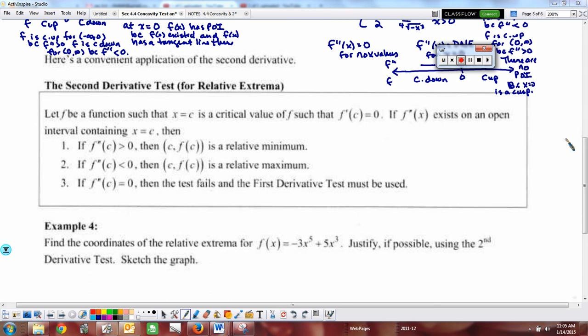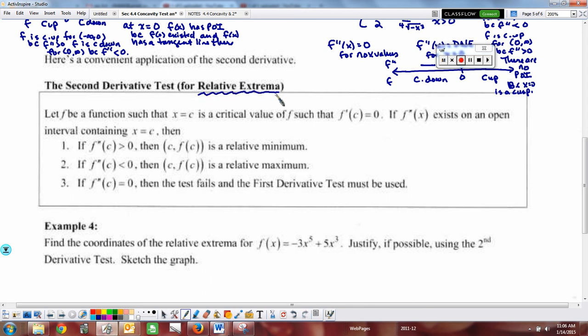Alright, so this next little section, part of section 4.3, is an application of the second derivative. We've already learned how to use the second derivative to determine concavity and points of inflection using the concavity test with a sign chart on the second derivative. What we're going to look at here is an alternative test for relative extrema.